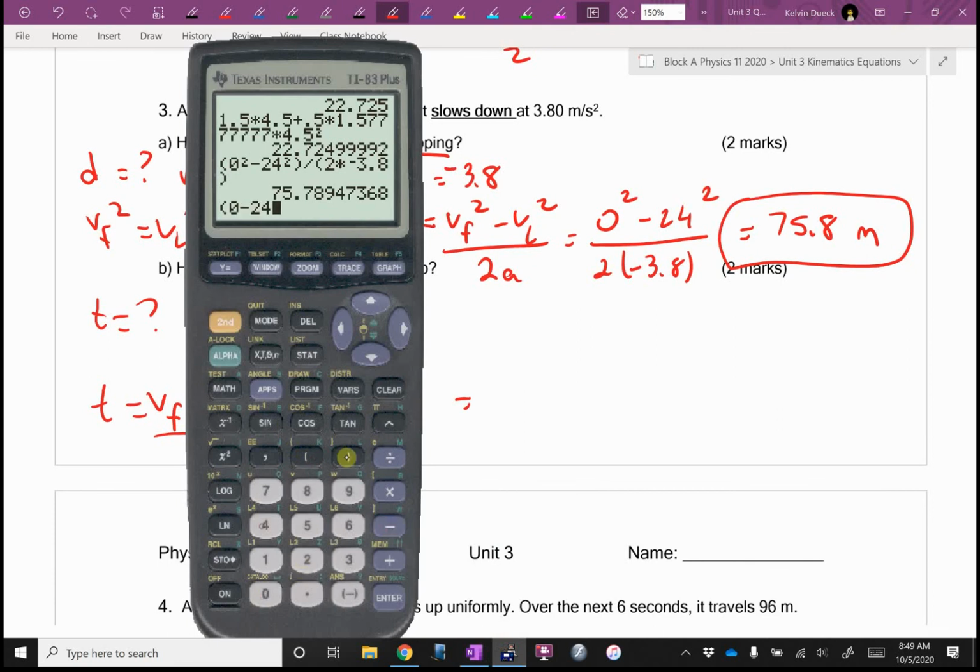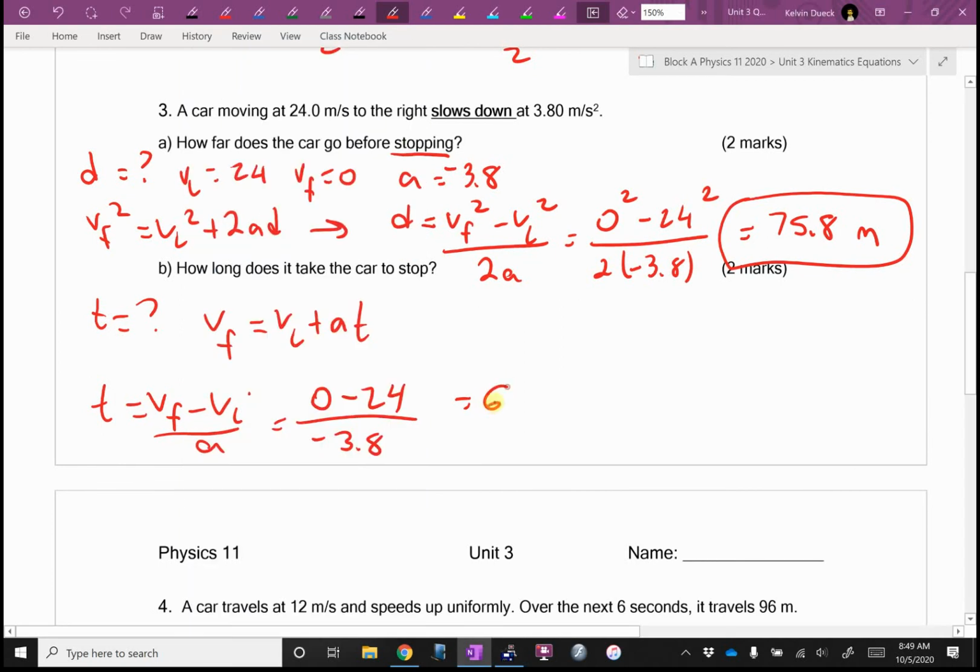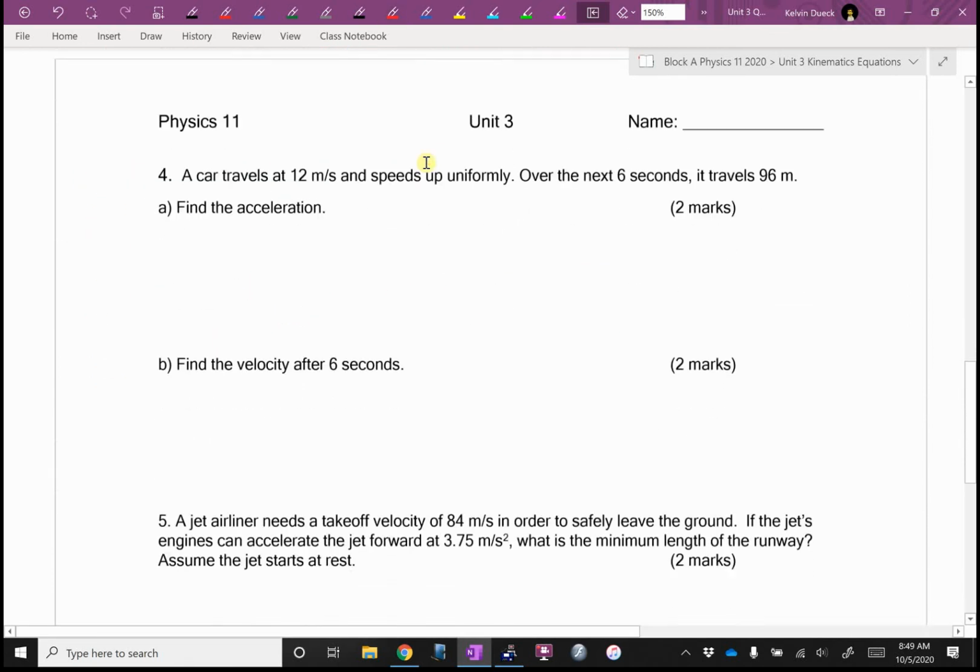0 minus 24 divided by negative 3.8. You get 6.32, not 6.31. I would take 6.32 seconds. I would not take 6.31 seconds. I would take a half mark off, and then I would turn the page.